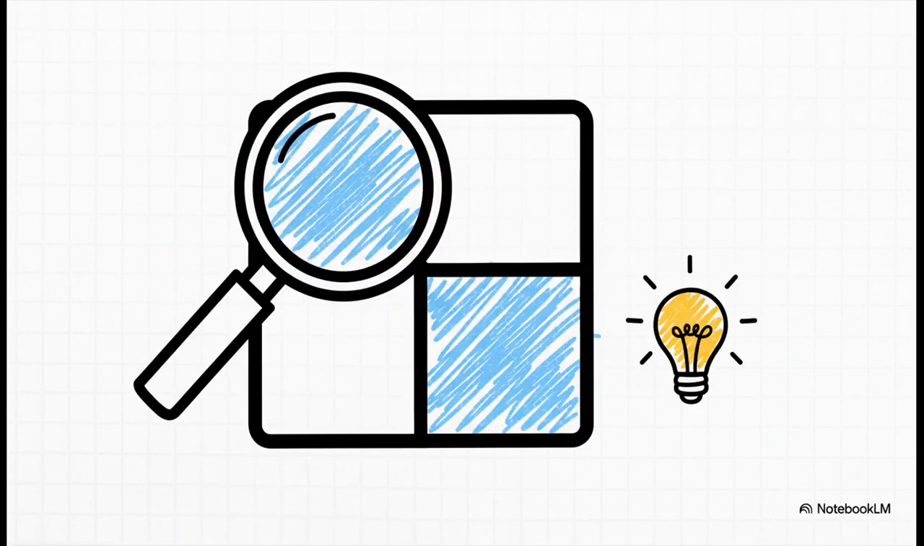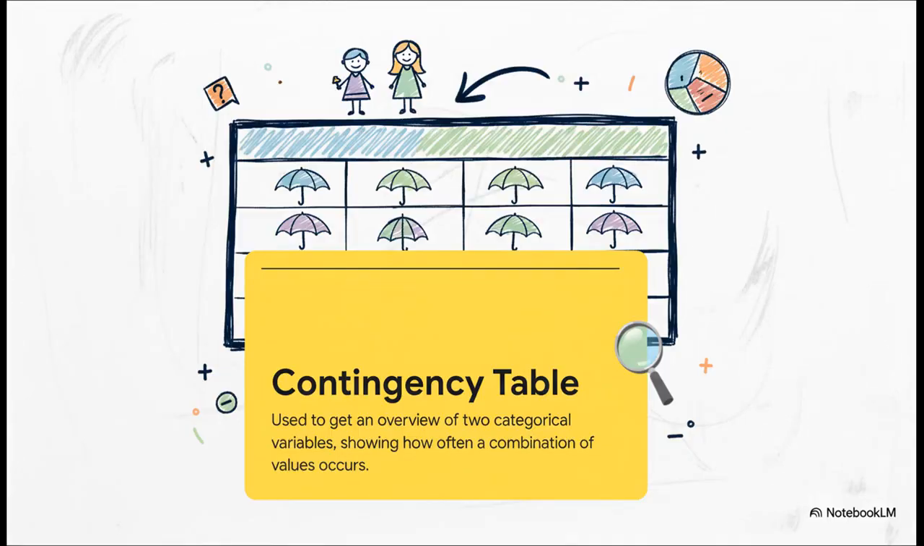And that tool is the contingency table. You'll also hear it called by its much cooler nickname, the crosstab. This thing is a total cornerstone of descriptive stats, and you're about to see just how easy and how powerful it really is. So, what is it, really?